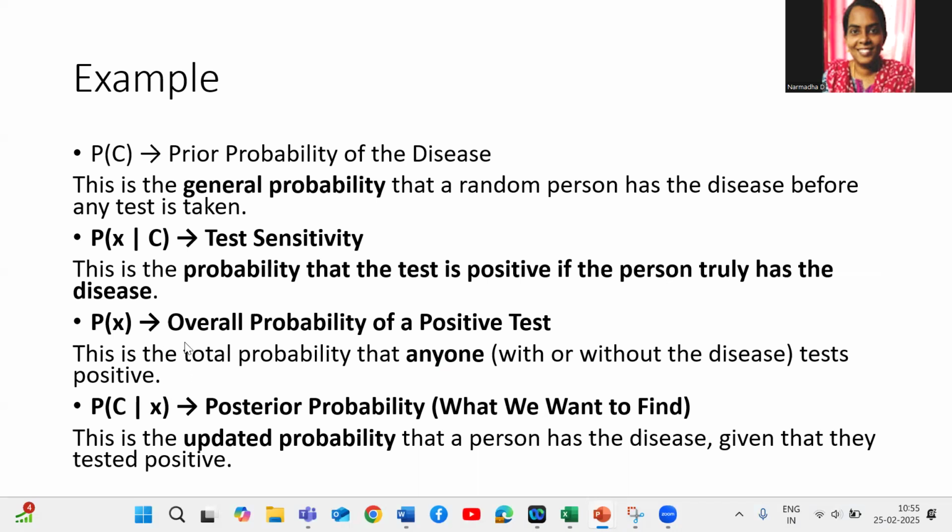And P of X is the overall probability: what is the total probability that anyone, with or without the particular disease, tests positive. And the last one is the posterior probability, which is the belief after observing the data. Prior is before observing the data, and posterior is after observing.